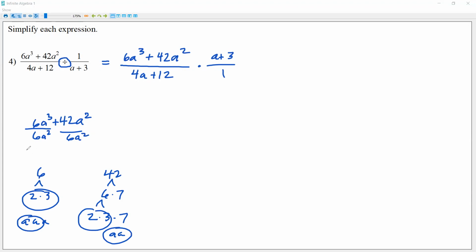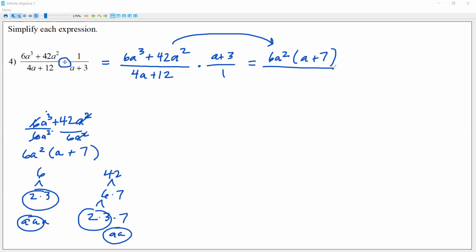So think about what I've done here. I've divided out 6, which leaves me with 1. I had 3 a's. I took 2 away. So now I have 1 a left. And over here, 42 divided by 6 is 7. And then the a squareds divide to equal 1. So all of that means that I'm going to put it over here. I have 6a squared times a plus 7. Okay. That's going to be the longest one of everything that we have to do.